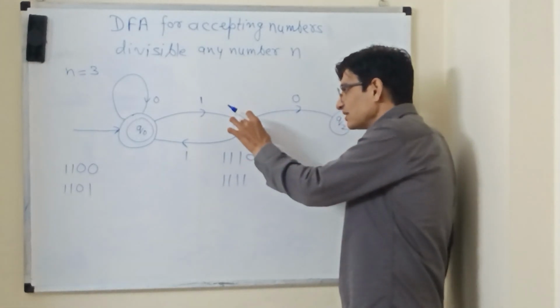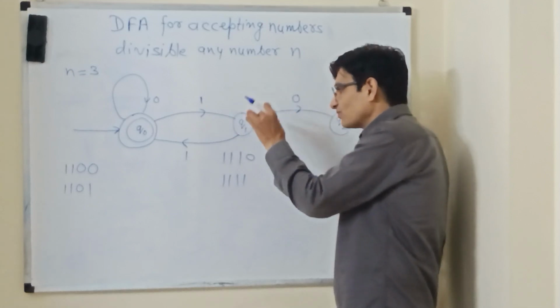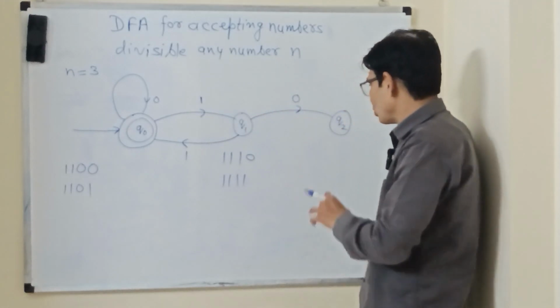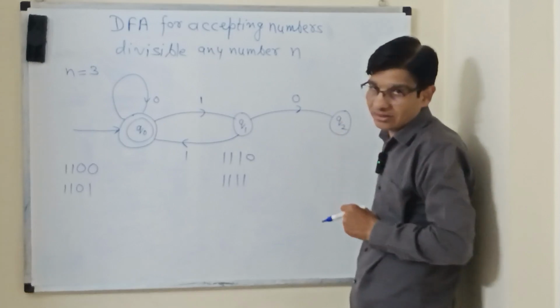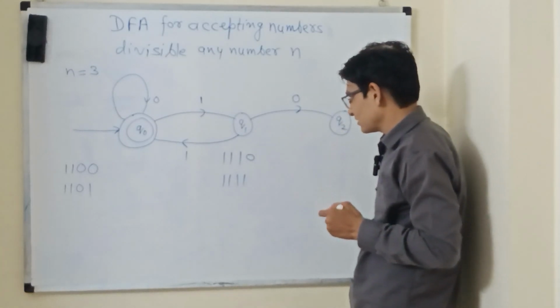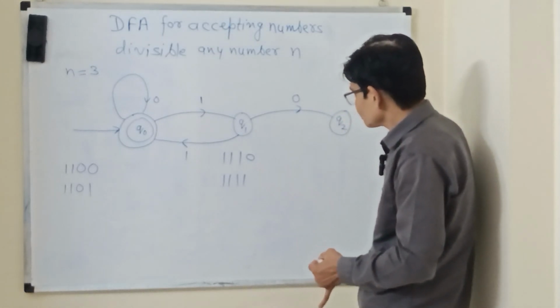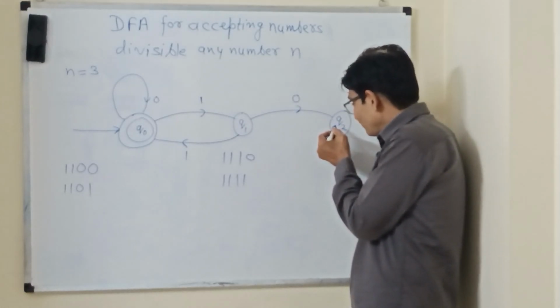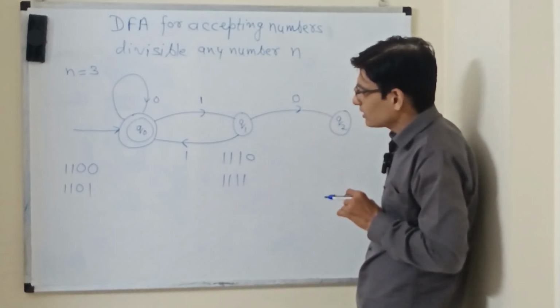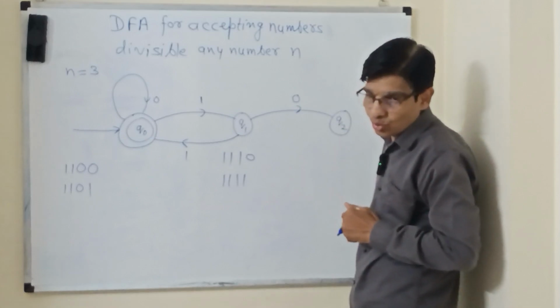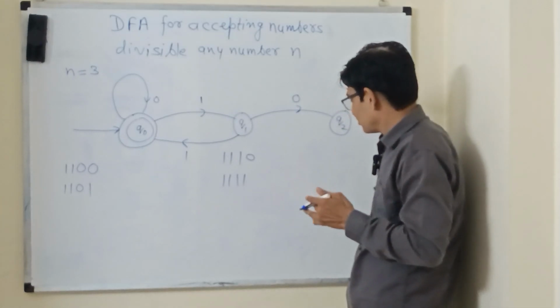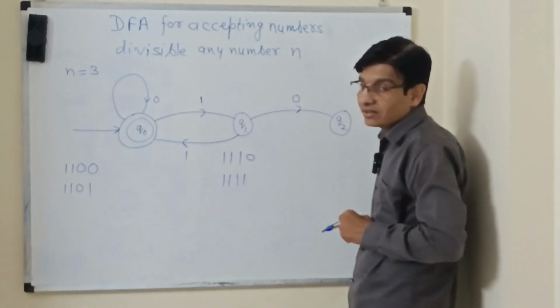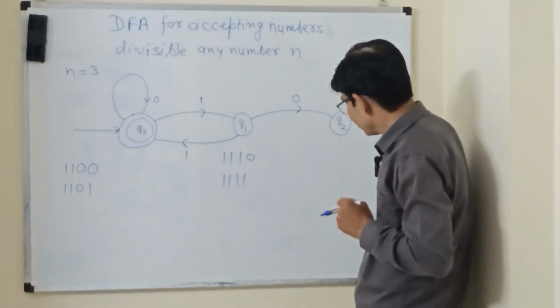Now we have considered both transitions for this state also. Now only for this state we need to see the transition for both symbols. So you can see, now we can take one example number that gives remainder 2 on dividing by 3.